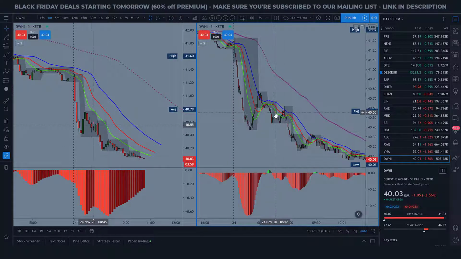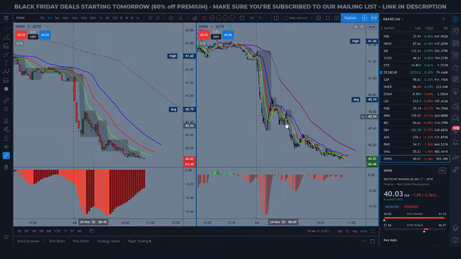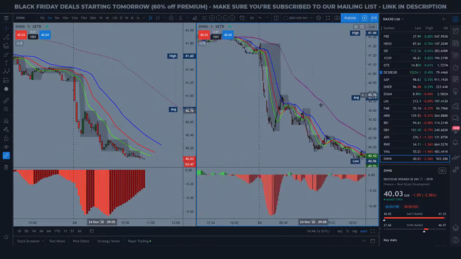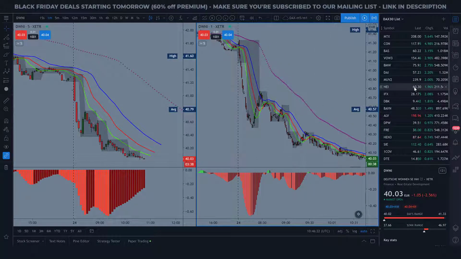Bought at 40, sold at 40.49, and bought at 40.27. So it hasn't really moved that much between these 2 points, but it's an interesting way of looking at it. So on the days when the DAX is going for 500 points is when quite a lot of these companies are actually moving quite a lot.